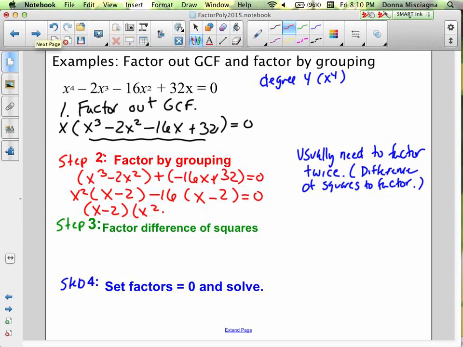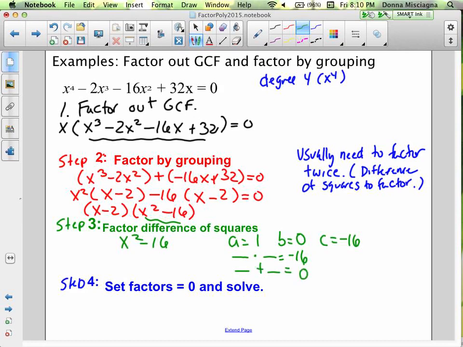multiplied by, x squared minus 16. We're not done, of course, because we have a squared term. This is a difference of squares, right? They're both perfect squares, so we can factor that. We have x squared minus 16. Our a is 1, our b is 0, because there's no x term, and c is negative 16. 1 times negative 16 is negative 16. So we need two numbers that multiply to give us negative 16, but add to give us 0. Of course, they have to be opposites, negative 4 and positive 4.